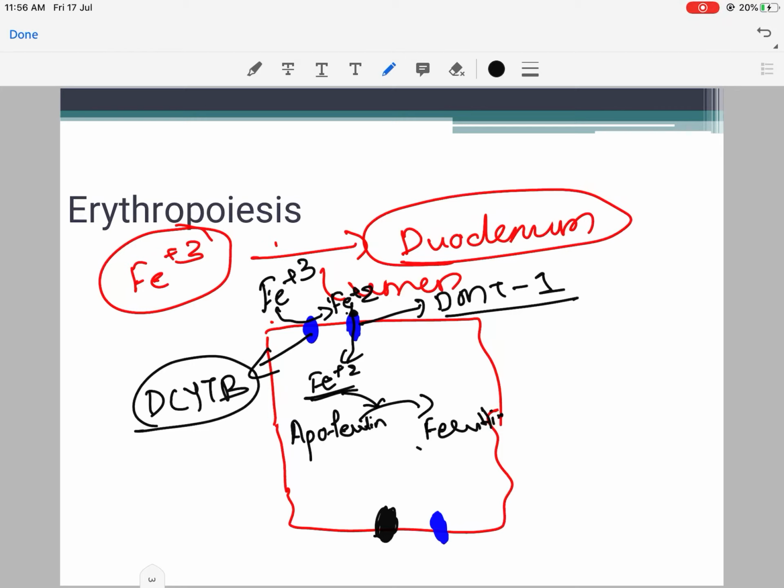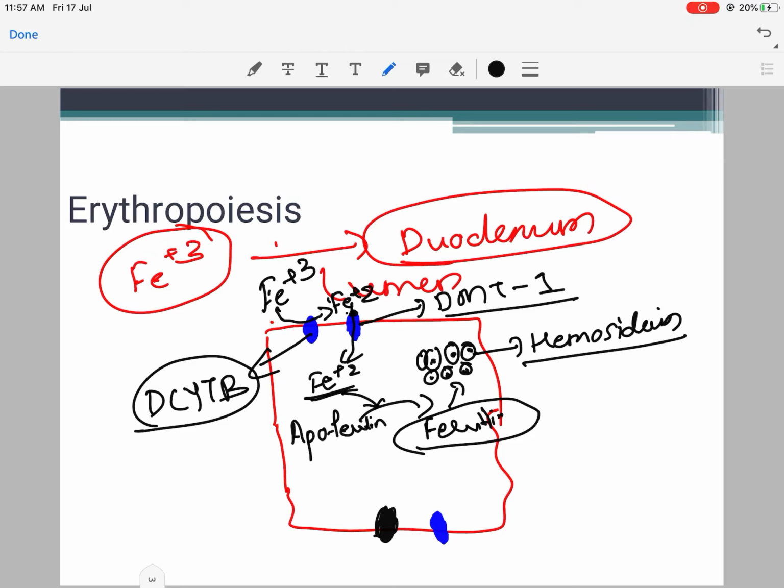So now this ferritin has two pathways. If the body iron stores are normal, then this ferritin is stored as molecules in the cell containing Fe+2. This is called hemosiderin. So if the body does not require iron, then it is stored as hemosiderin, and when the duodenal cell is shredded, it is lost in the feces.